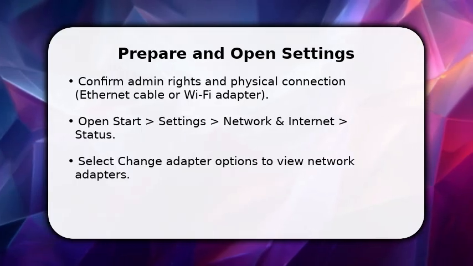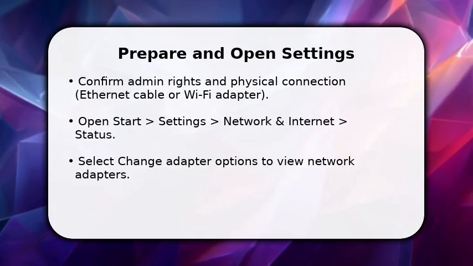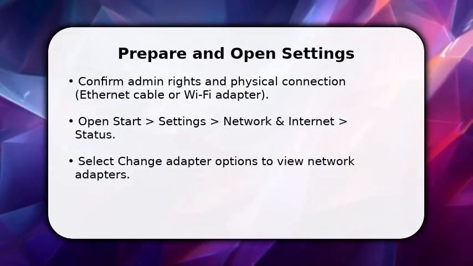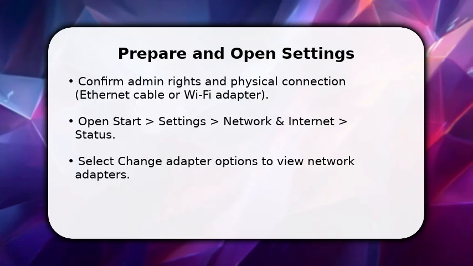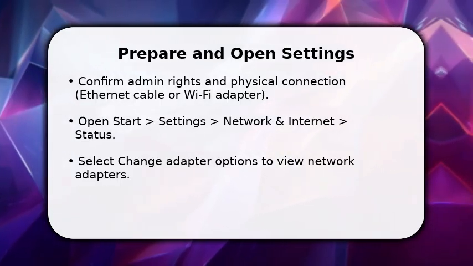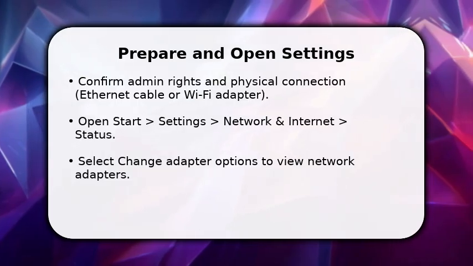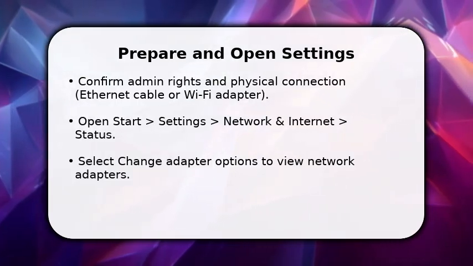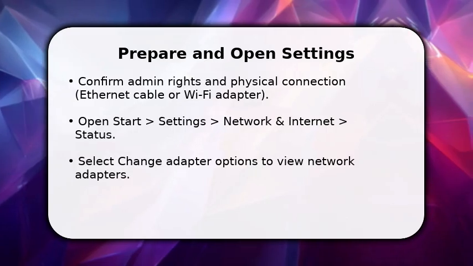You start with the essentials. Make sure you have admin rights and a physical connection if using Ethernet, because Windows needs permission and a link to configure adapters. Once done, press Start, open Settings, then Network and Internet to reach status. This central page shows connection health.